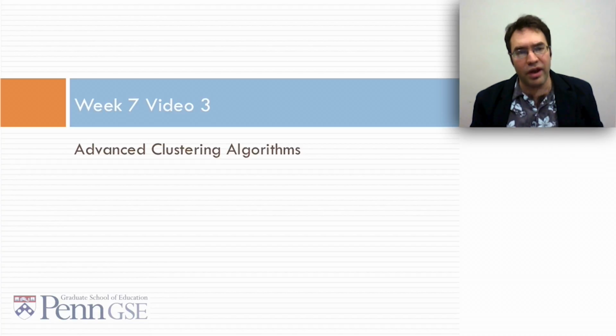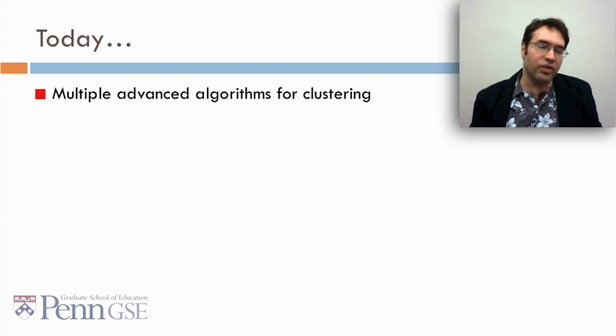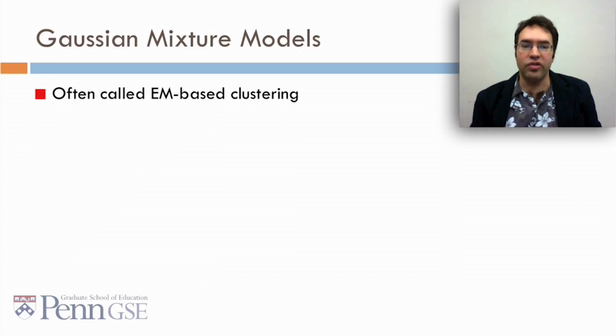Today we're going to talk about advanced clustering algorithms. Now, there's a lot of algorithms for clustering beyond k-means. The first one I'm going to talk about can be called Gaussian mixture models. It's also often called EM-based clustering or expectation maximization-based clustering.